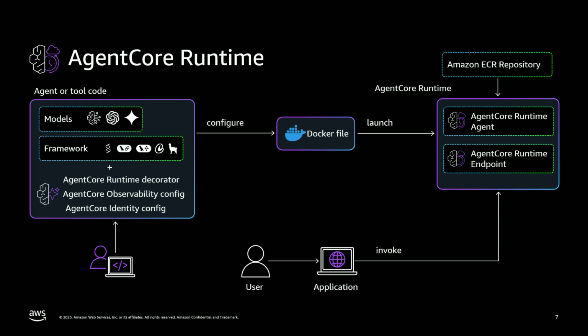You can see that we are packaging the application, converting it to a Docker image, and pushing it to a repository, in this case, Amazon ECR. And from there, the container will be deployed on Agent Core.